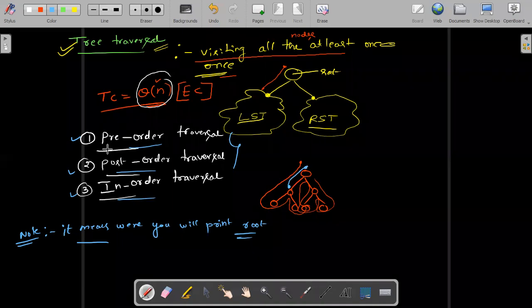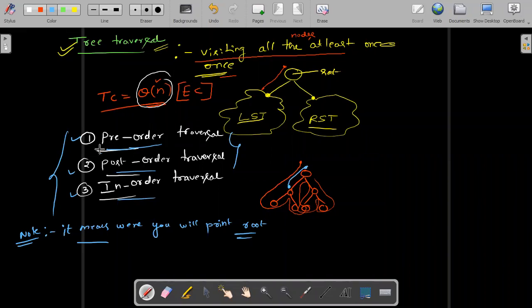How will you traverse? It is based on categories. There are three categories. The types of traversal are pre-order, post-order, and in-order. Does anyone have doubts? Please let me know. We will discuss this briefly. Please ask your doubts.